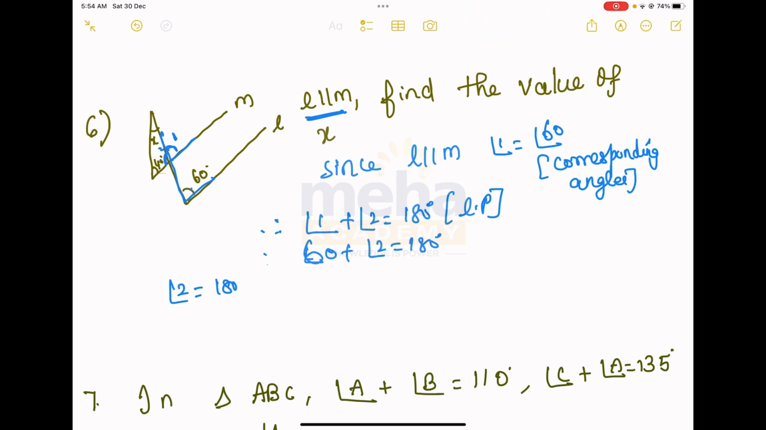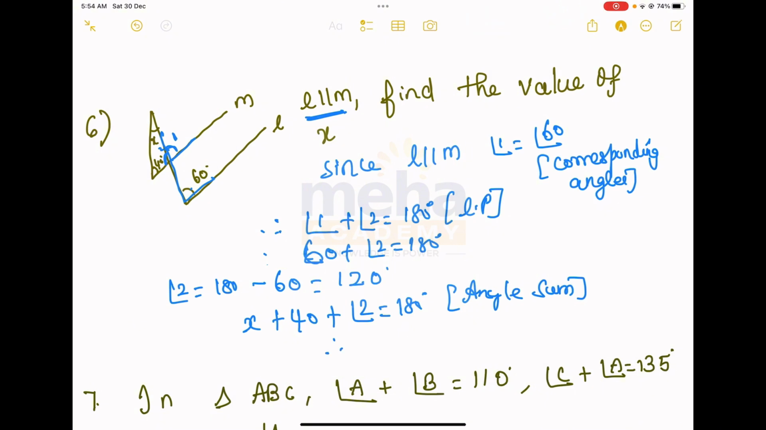Angle 2 will be equal to 180 minus 60, that would be equal to angle 120 degree. Now we have to find x. We know that x plus 40 plus angle 2 gives 180 degree because of angle sum property. Therefore, x will be equal to 180 minus 40 minus 120. That would be equal to, x is equal to 180 degree minus 160, that is equal to 20. So the answer is 20 degree.